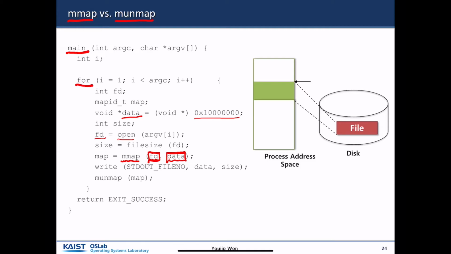So in this case, let's go to the next page. The role of mmap is this: there is a disk and there's a file, and this is the process address space, and we would like to map a file to a virtual address region. Then what's going to happen is if you store something in this memory address space, that will be reflected directly in the file contents.